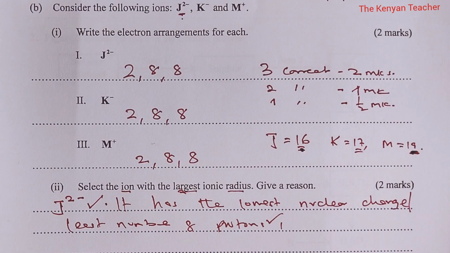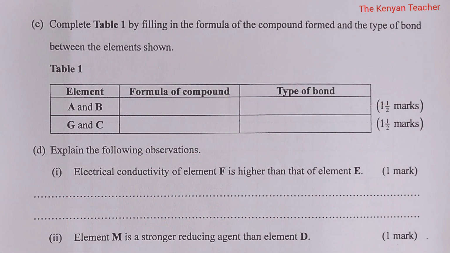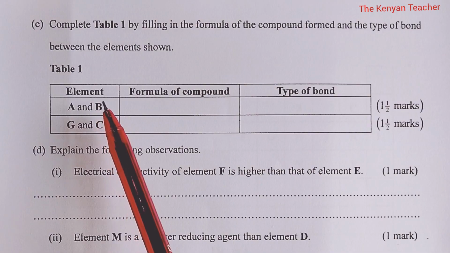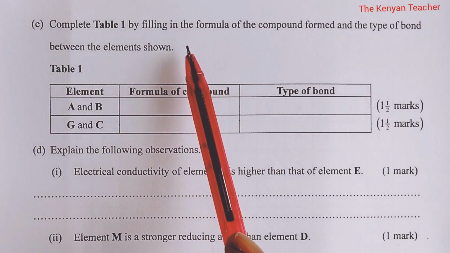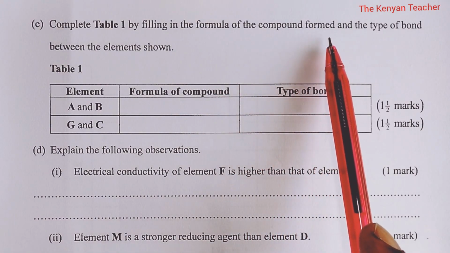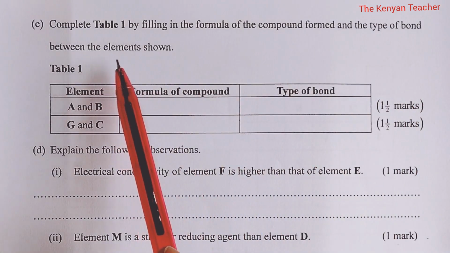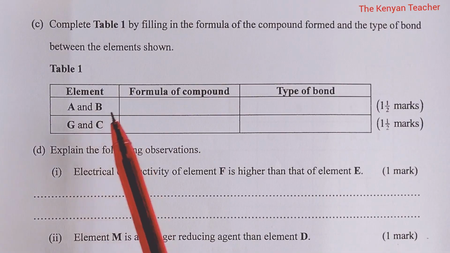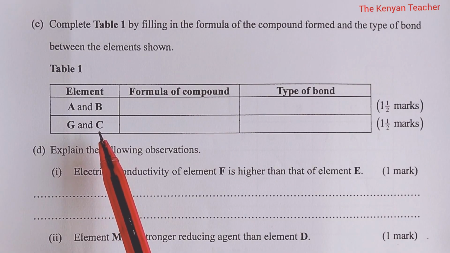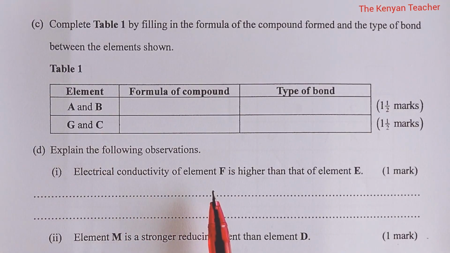At this point, we now move on to part C of question 1. Part C demanded that we complete the table here, that is table 1, by filling in the formula of the compound formed and then the type of bond between the elements A and B and then G and C. So let's start with elements A and B. We get back to the grid and see where these elements are.